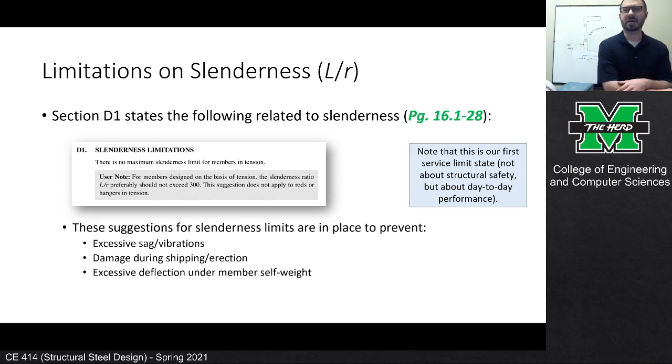And so some of you are probably thinking, well, if there's no slenderness limit, why the heck are we talking about this, Dr. Mike? Well, read the user's note below that, and the user's note says, for members designed on the basis of tension, the slenderness ratio, L over R, which L over R is our definition for slenderness, preferably should not exceed 300. Now, slenderness limits, first off, what is the deal with the slenderness limit? Why would we employ that?